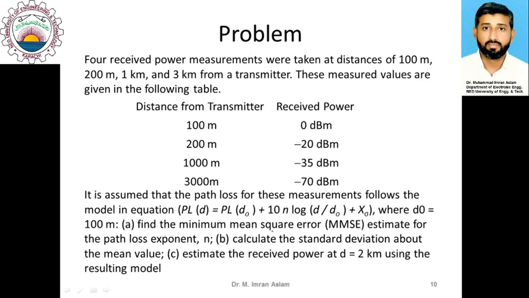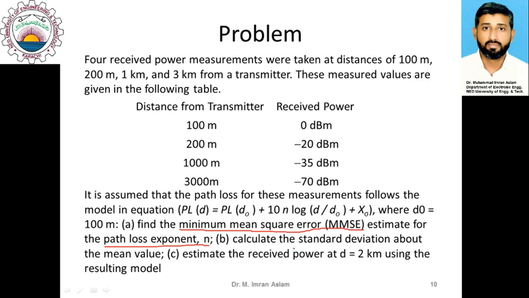So the first part is to find the value of the path loss exponent. Although there can be a variety of techniques to calculate the path loss exponent, one of the most common is the minimum mean square error method. So we calculate the path loss index in such a way that the total mean square error is minimized.